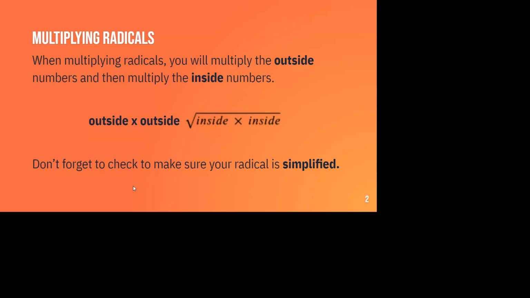Multiplying radicals. When multiplying radicals, you multiply the outside numbers and then multiply the inside numbers. Outside times outside, radical inside times inside. Don't forget to check to make sure your radical is simplified.